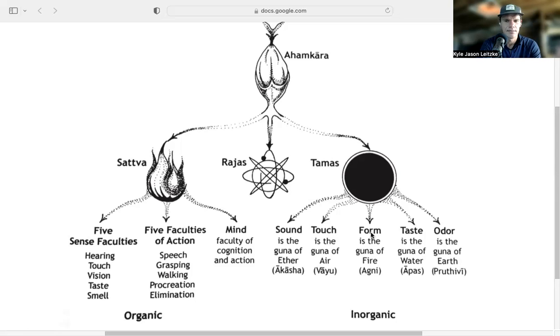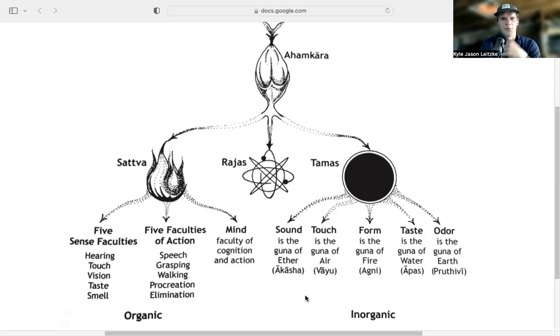or sight. There's another note I have about this: sight is the guna of fire. Form is the guna of fire, so we can see it. Taste is the guna, or application, or the quality. Guna, think of as quality, of water. Water helps us taste things. And odor is the guna or quality of earth. And these are Sanskrit words here too.